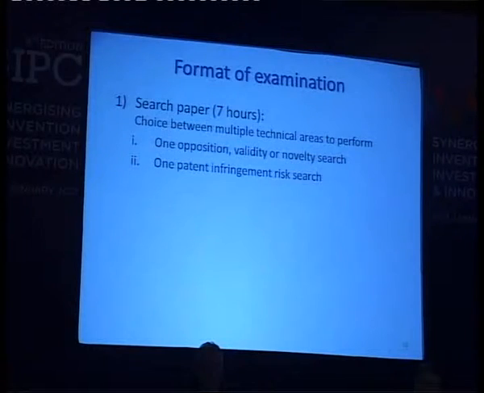For that, basically, we have developed two kinds of explanations. One is a search paper, which consists of two parts: an opposition, validity or novelty search, and a patent infringement risk search. And there will be multiple technical areas to choose from.